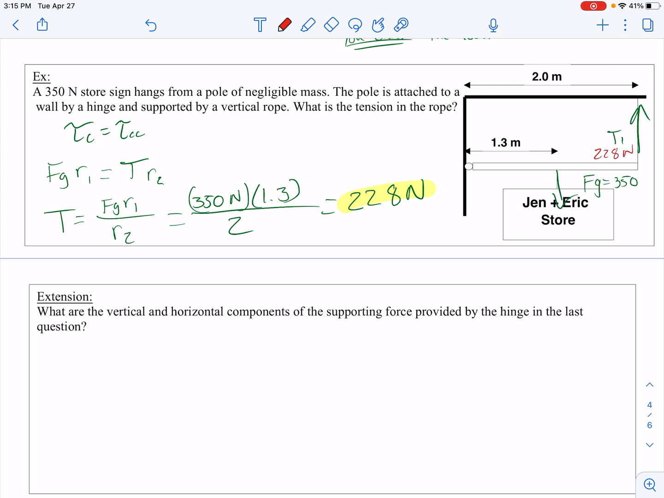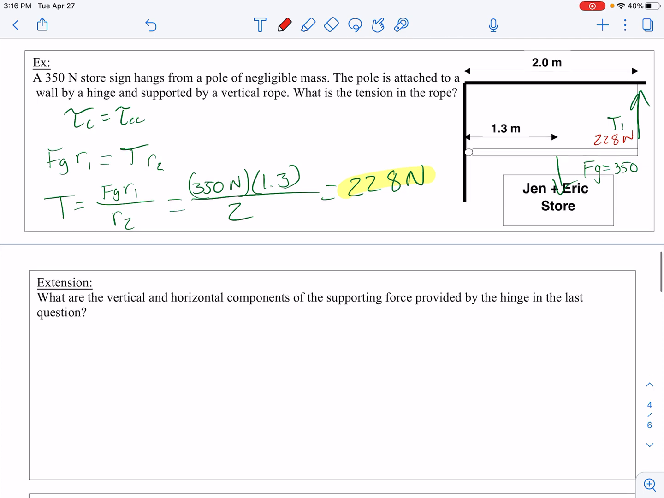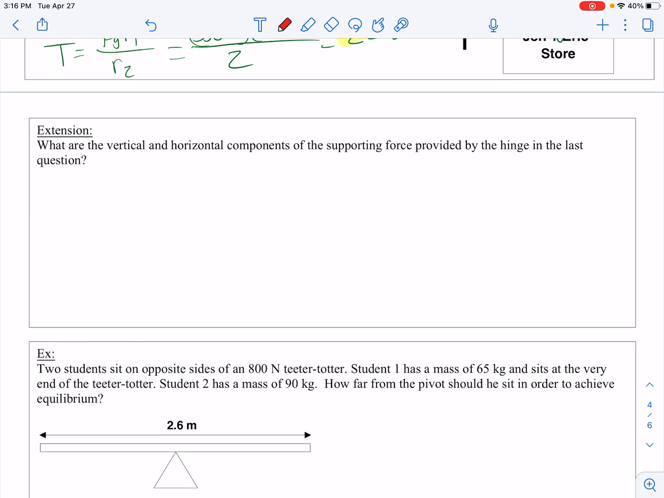But wait, you might say, 228 newtons does not equal 350. Obviously, the pole itself is just in the x direction, so there's no y component there. So what's happening to that remaining force? How is this sign not accelerating downwards? Because given the information that we have, you would think that it would be. This gets us to this next piece here.